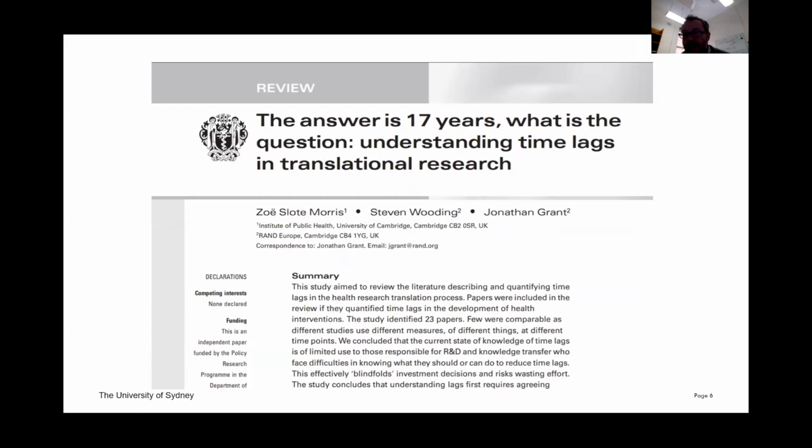So as you can see, there are significant and important questions at all aspects of the patient journey that need to be answered. But the problem that we have are the tools that we have that are able to address those questions. And the title of this paper is The Answer is 17 Years, What is the Question? And I can tell you that the question is, how long does it take on average for clinical research to be translated into clinical practice? And the answer is about 17 years.